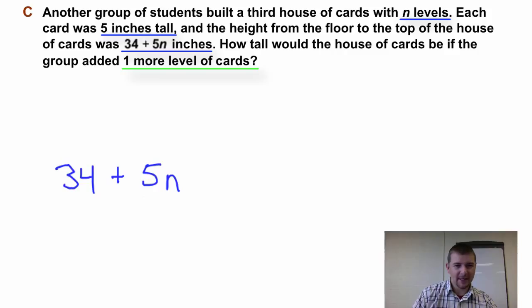And the question is, if one more level was added, well, instead of having 5 levels, we would now have 6 levels. So rather than 34 plus 5n, we would have an expression 34. Tabletop height hasn't changed. Plus 6n, 6 levels rather than 5.